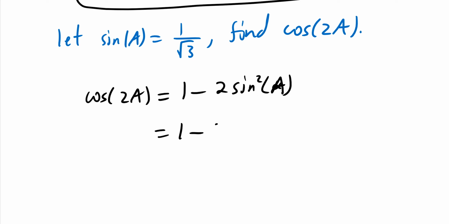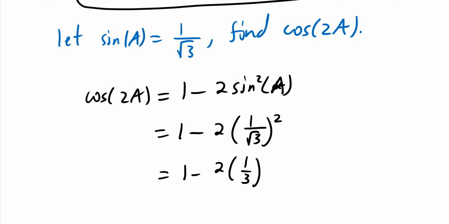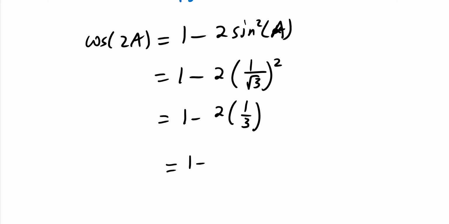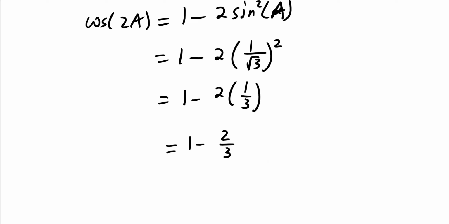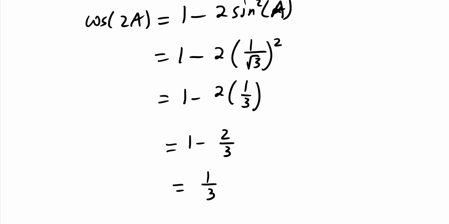And notice how this is given to us, 1 over square root of 3 squared, which is 1 minus 2 times 1/3. And that gives us 1 minus 2/3. Combine them, you will get 1/3. So do you see, depending on the situation, we approach it in a different way.